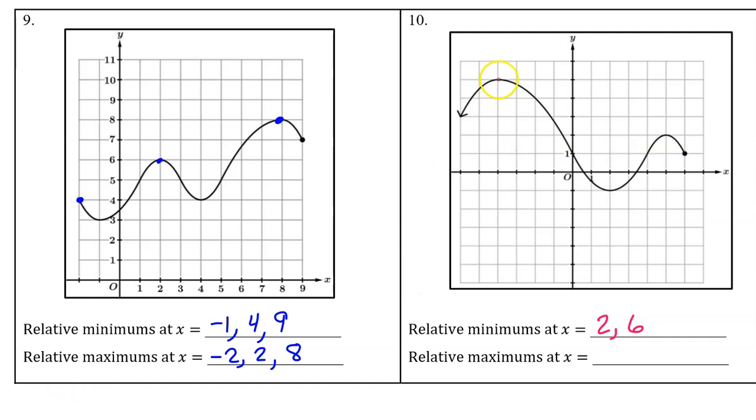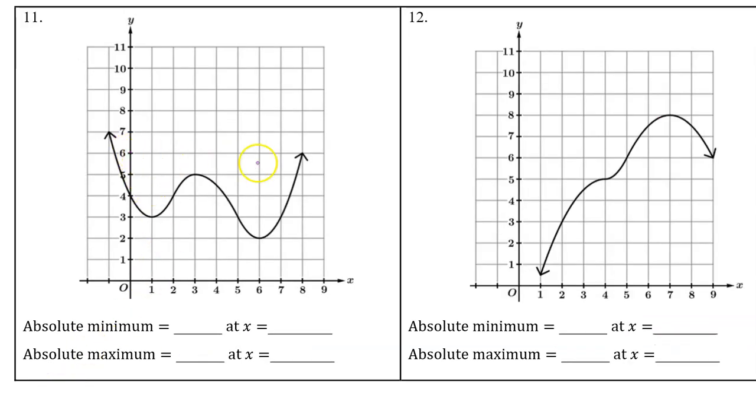This graph has relative maxima here and here. So that's x equals -4 and +5. For number 11 and 12, the directions have changed a little bit.